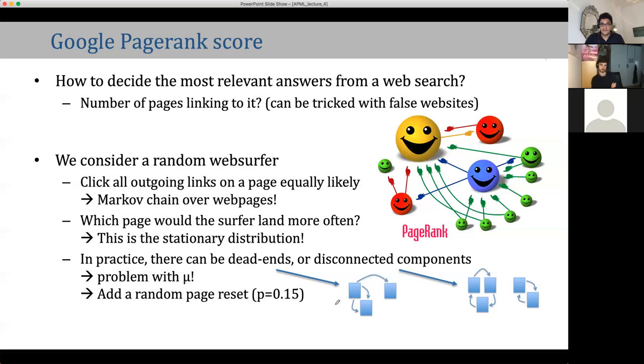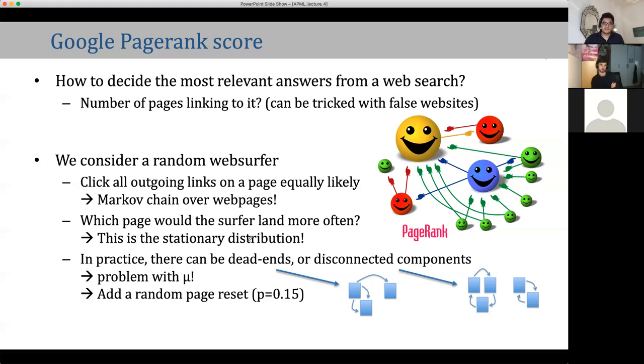So to alleviate that, they say that at each step this random web surfer follows the link, but it can also do a reset and land on any page. In 15% of the cases, it will just jump to any other possible page. This parameter of 0.15 is the parameter used by Google, and they must have set it according to some data, but I didn't find details on why it's 0.15.